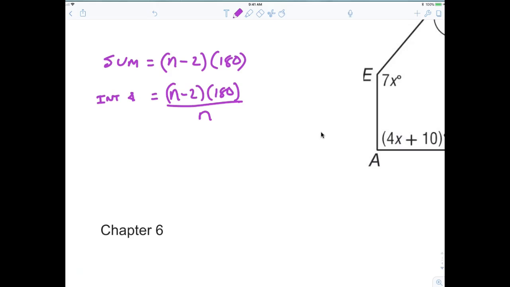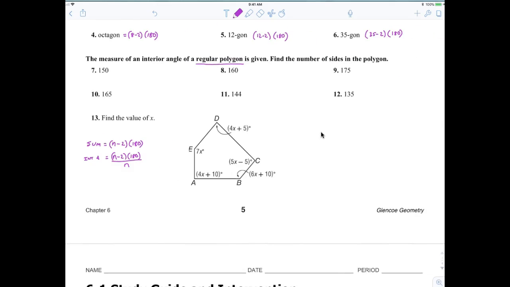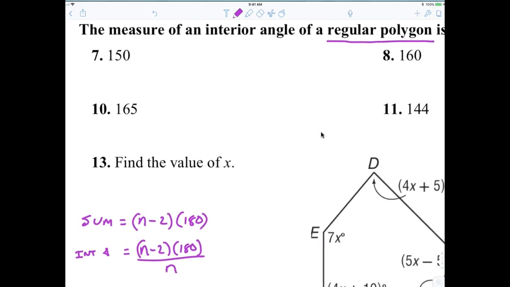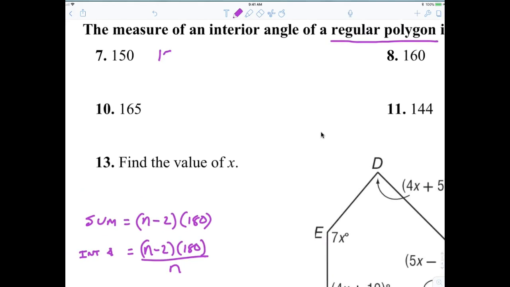All right? So now, how does that help me? So look up here. The measure of the interior angle is 150. So now it's just a matter of 150 is equal to n minus 2 times 180 divided by n. Everybody okay with that? And now we're just solving the equation. So this would be 150n is equal to 180n minus 360.